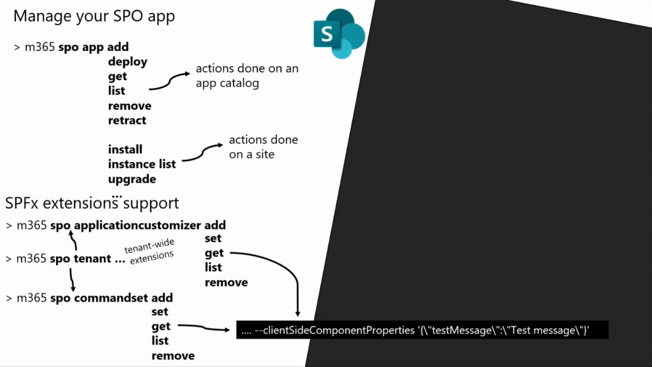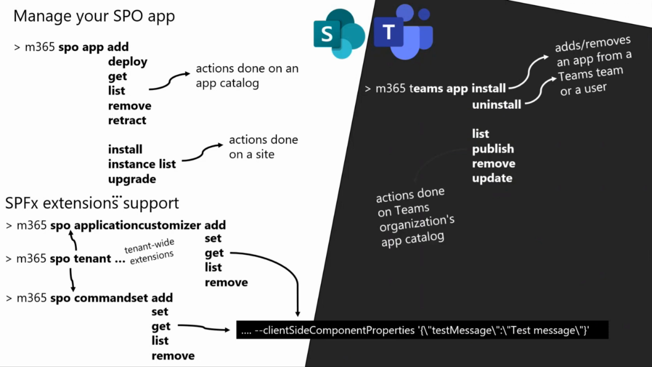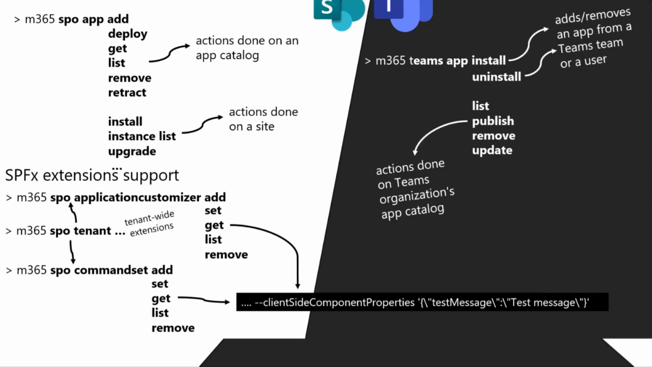And of course, SharePoint works better together with Teams. So CLI, of course, is also a command that will allow you to boost your management of Teams apps. And we have the Teams app install, uninstall, list, and publish commands. So those are the commands that are either on the specific team or user level or on the whole organization app catalog level.